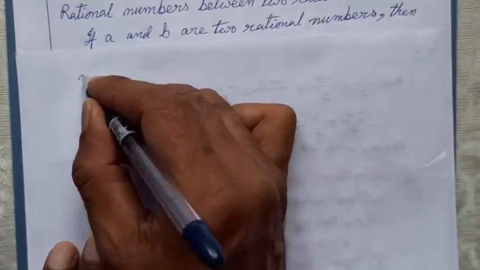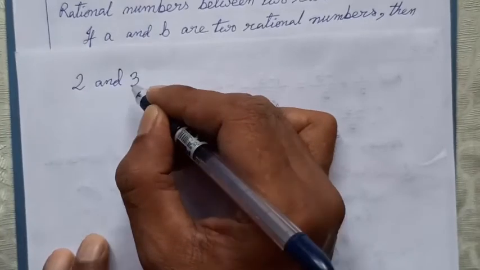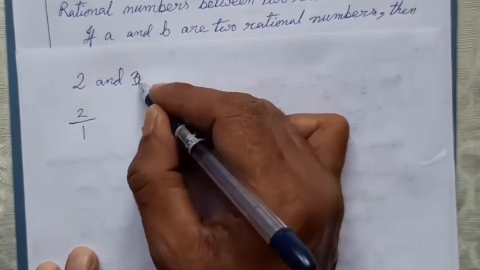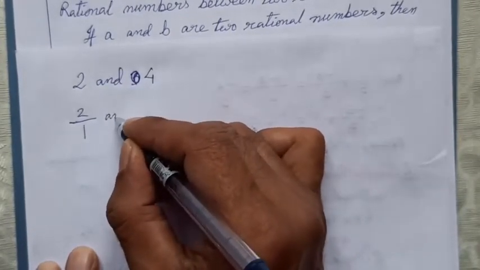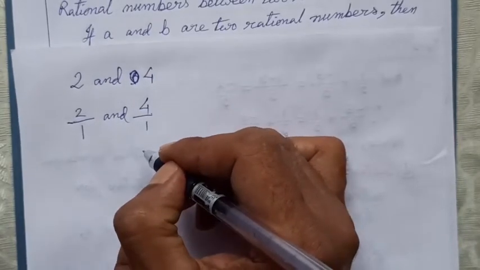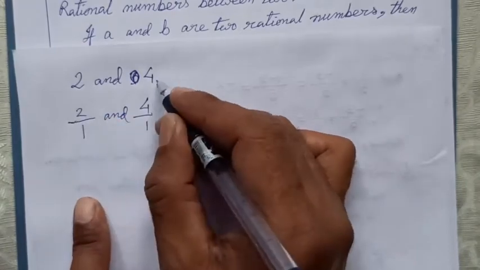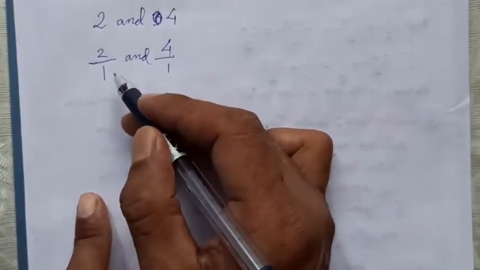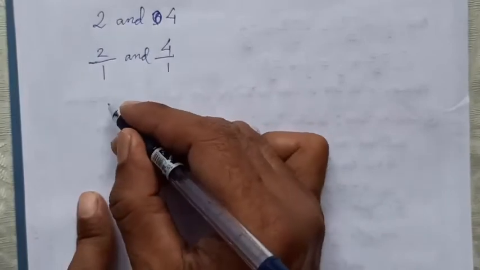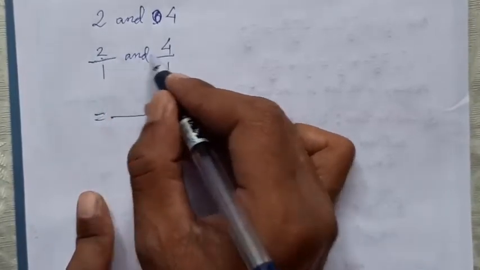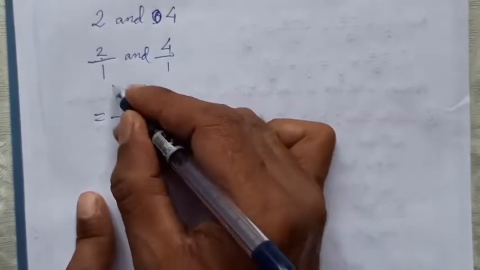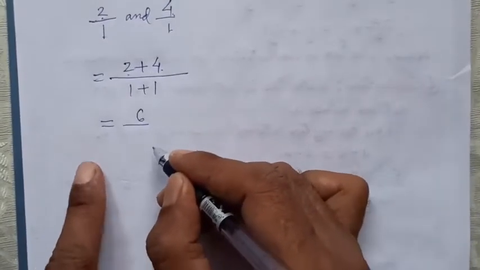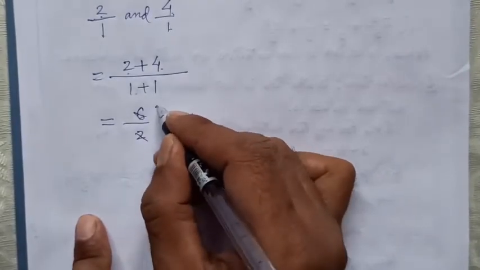Let's take two rational numbers, 2 and 4. Actually, these two we can write as 2 by 1 and 4 by 1. If we want to find out a number between 2 and 4, we know that the number in between 2 and 4 is 3. But by calculation, we can find out the number between 2 and 4 like this. If we add 2 and 4, numerators are adding. If we add the denominators 1 plus 1, then 2 plus 4 is 6, and 1 plus 1 is 2. If 2 divides 6, that is getting 3.